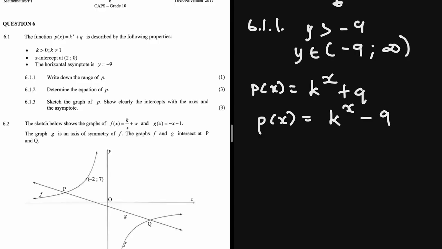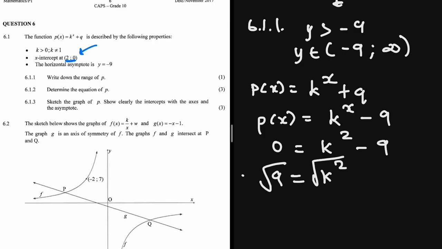Also, if we look at the information that we have, they also gave us the x-intercept. So now we have one point. So we can substitute the coordinates of this point, where x is 2 and y is 0, and then we can get the value of k. So the value of y is 0, and the value of x is 2, and then we can solve for the value of k, and then we have the equation of our function. So we're just going to transpose this 9 to the other side. So this is going to be plus 9 here. And then we have k squared. We can introduce a square root on both sides. This is going to be plus or minus there. So you're going to get the value of k to be what?